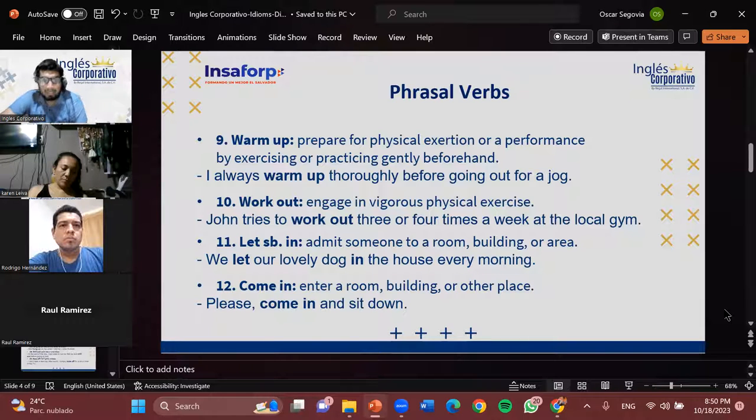So it means that you also have a higher position than the dog, or that you are able to make the decision whether or not the dog can come into the house.